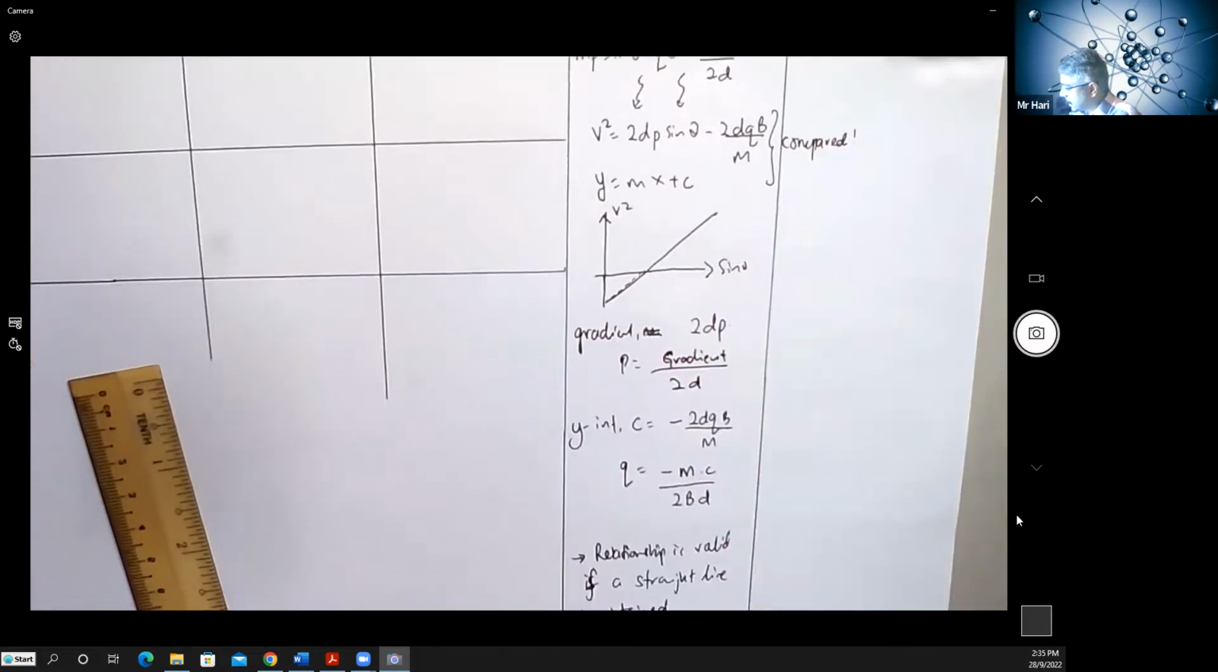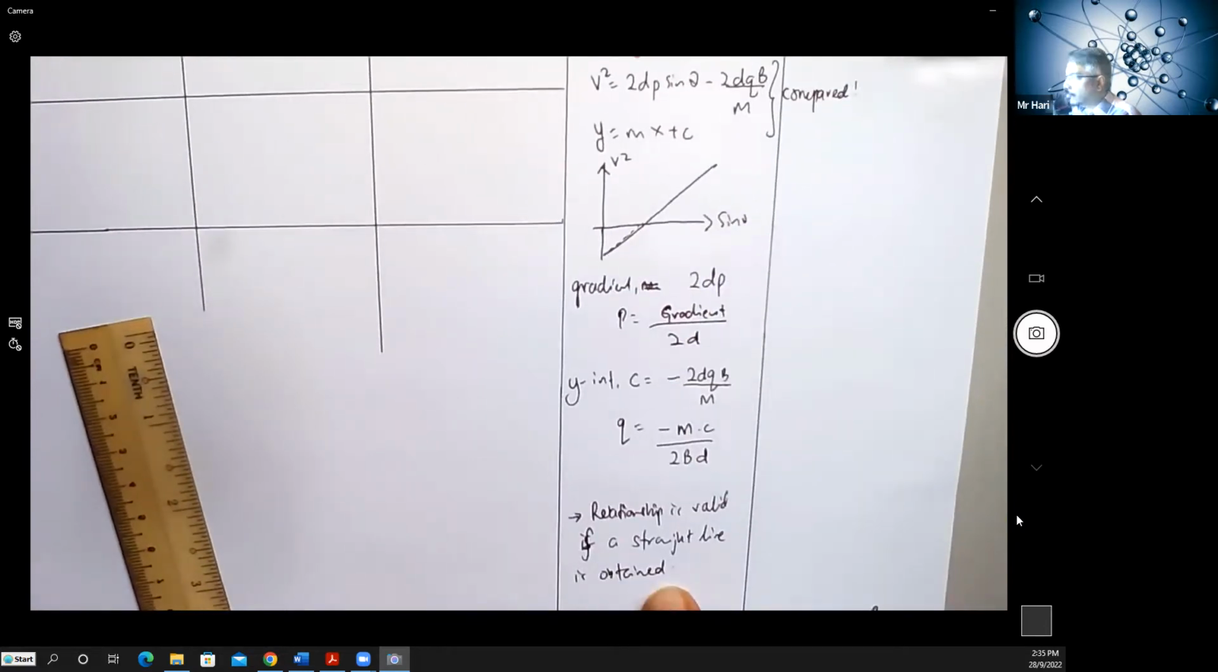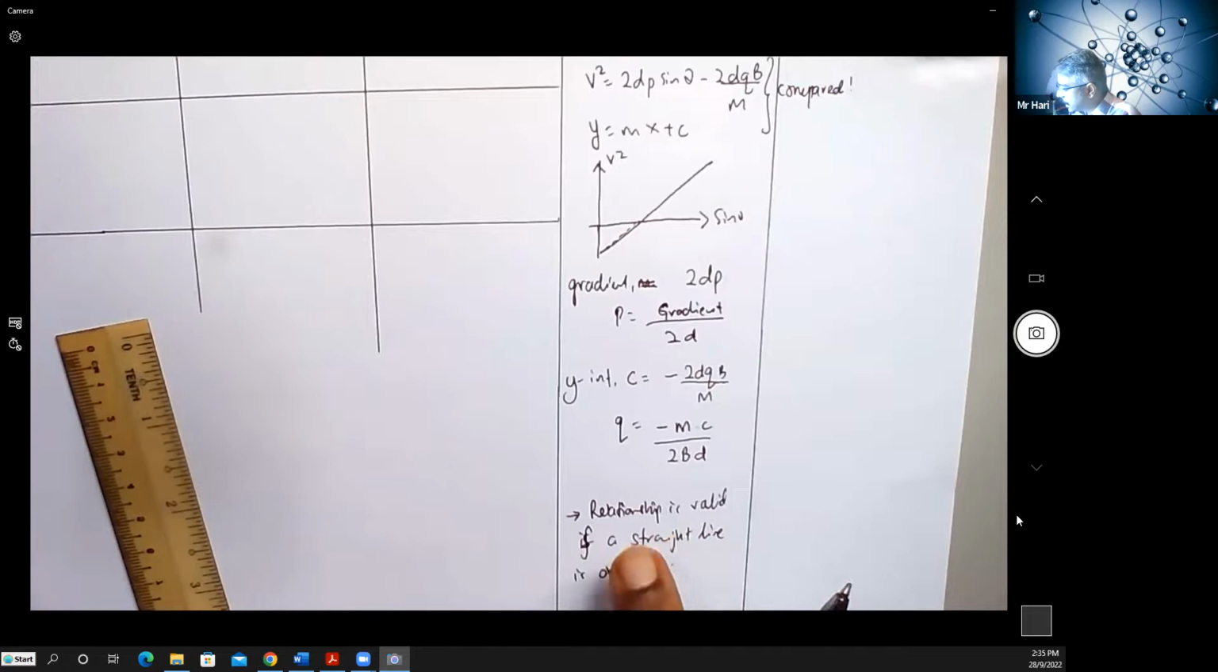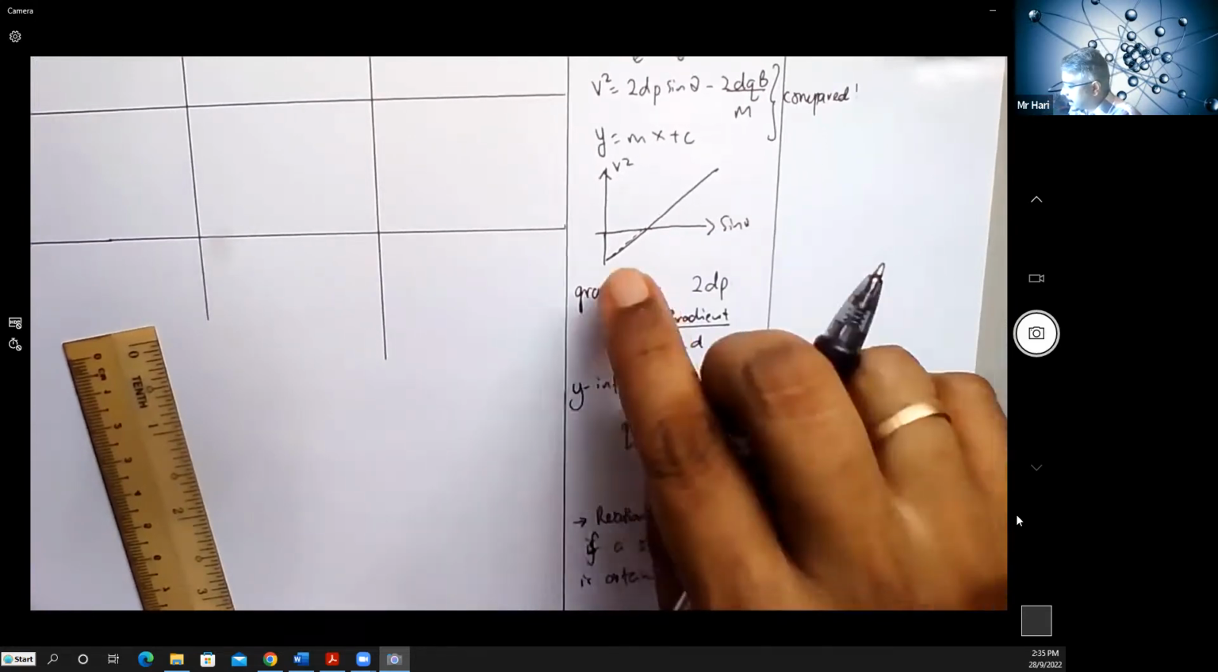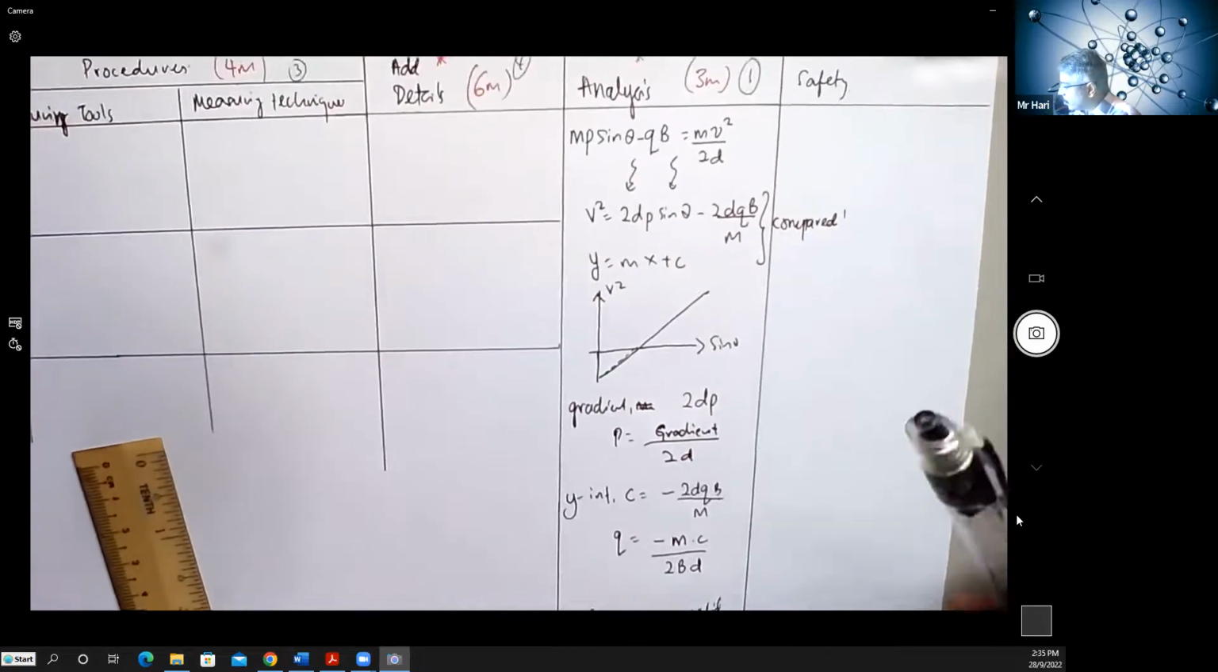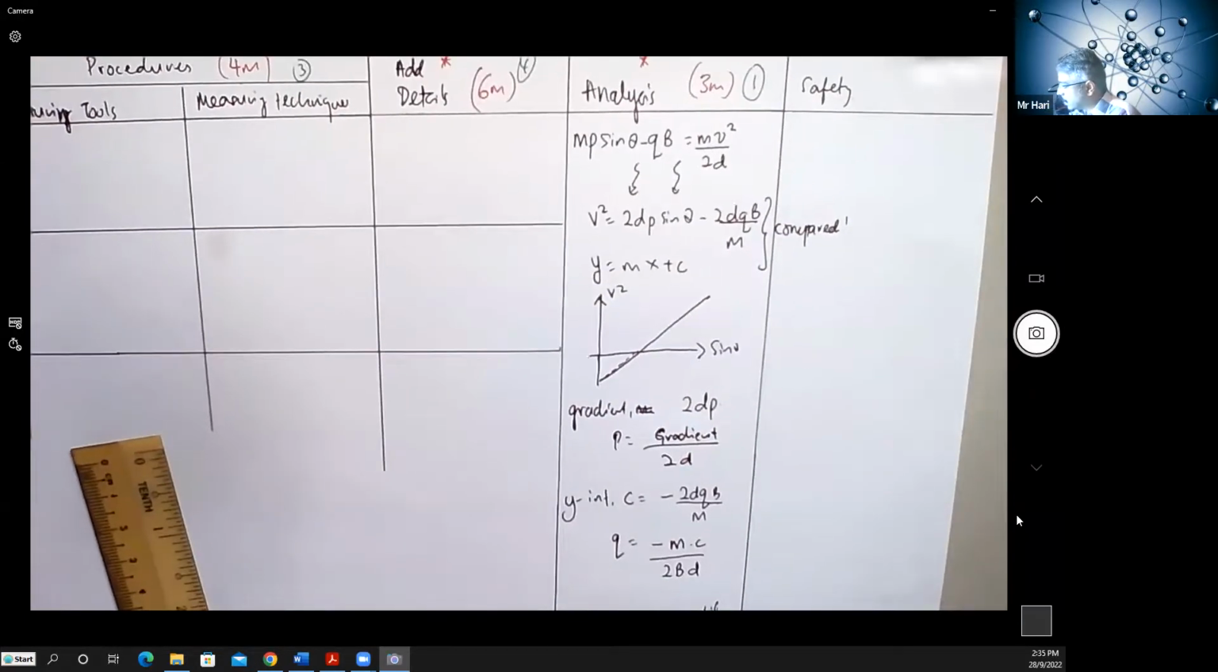Okay, all right, so it's just like that. Or if you're not sure about this statement, you can say the relationship is valid if the above graph is obtained. You can write it below here. Now, for your information, how many marks did I award?